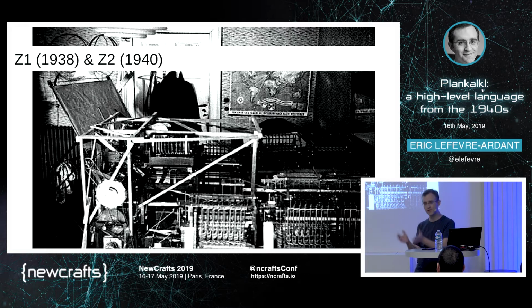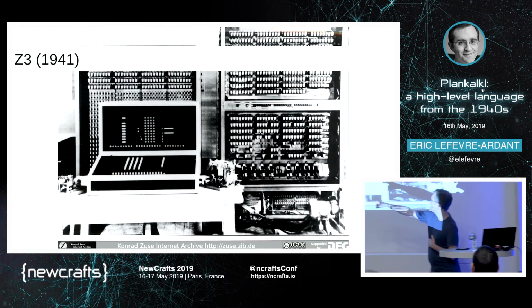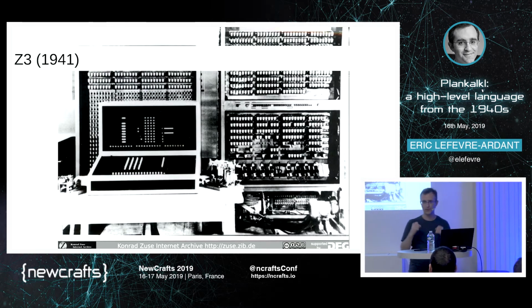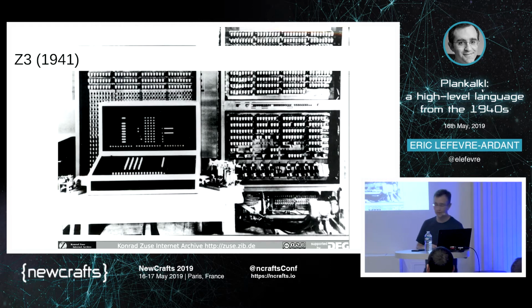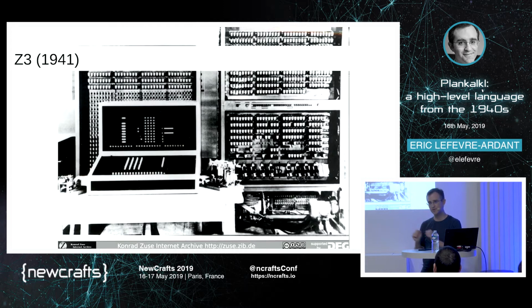And from that, he got funding to work on the Z3. The Z3 was completed in 1941. The celluloid tape thing is here. That's the thing where you actually put the holes in the celluloid tape to give your instructions. It was later demonstrated to be Turing complete. When I say later, I actually mean the end of the 20th century. And in 1942, he started to work on the Z4. The Z4 was a completely different design.